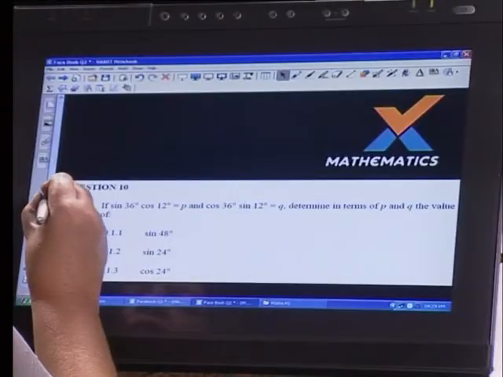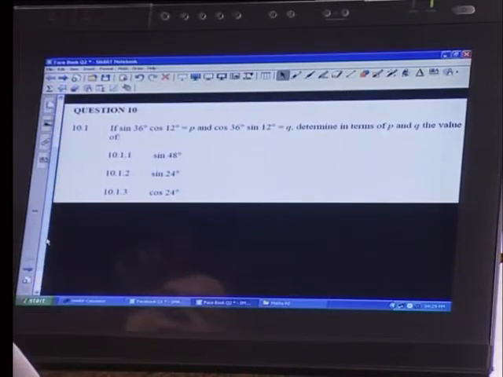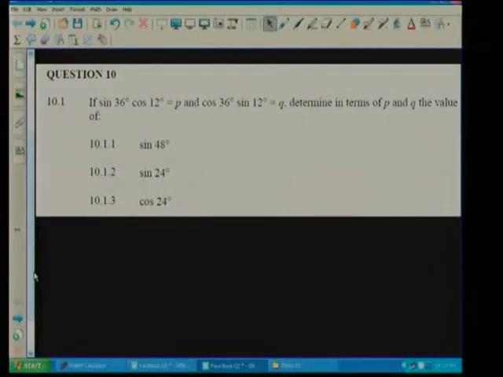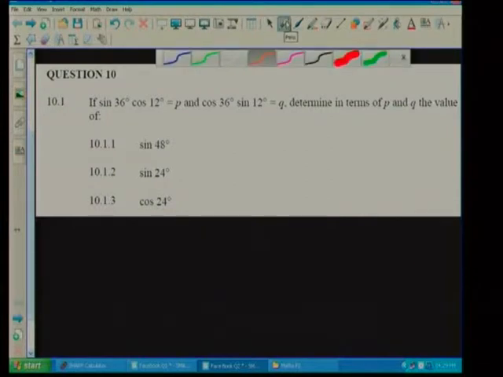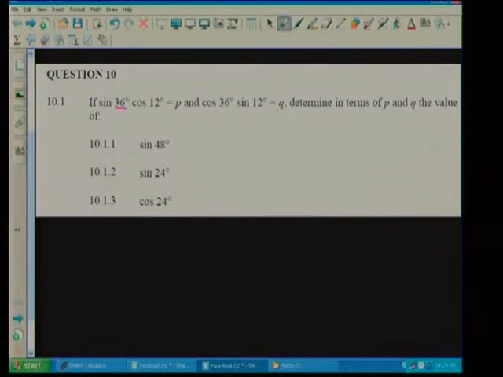And this one is a very interesting question. It says if sine 36 degrees cos 12 degrees is P and cos 36 sine 12 degrees is Q, find in terms of P and Q the value of sine 48 degrees. Now what I do is I always look at this and I say to myself, okay, fine, if that is the case, and I think we better use the pink on this, 36 and 12 are the important angles. Can I see that in my 48? And yes, I certainly can.